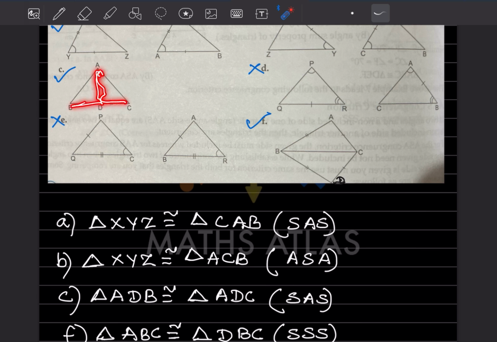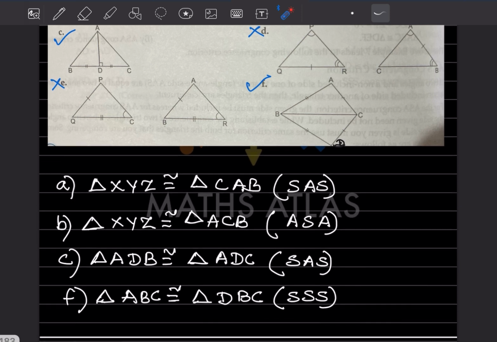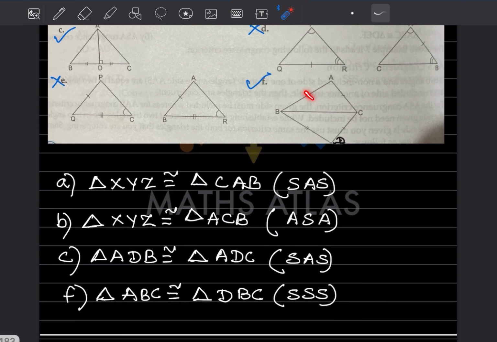Now for C, we can see ADB is equal to ADC. What we have is a side, then the middle one, because there is nothing marked, it will be 90 degrees, that will be an angle, and this is again a side. So that is SAS, side, angle, side. Now for F, we can see all the sides. This is one triangle, and this side is common for both of them. So side, side, side. That is going to be ABC, and if you are going this way, we have to go this way, that is going to be DBC. ABC and this one. Hope this is clear.